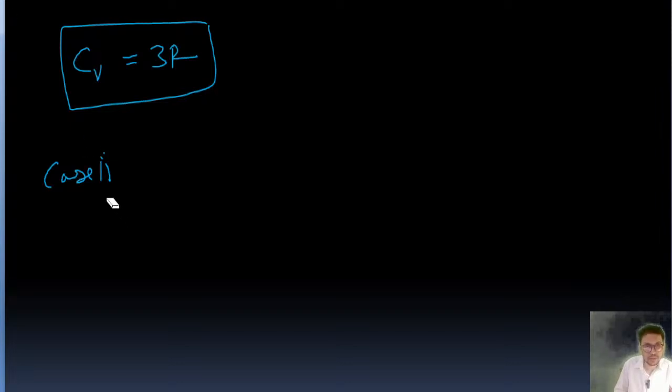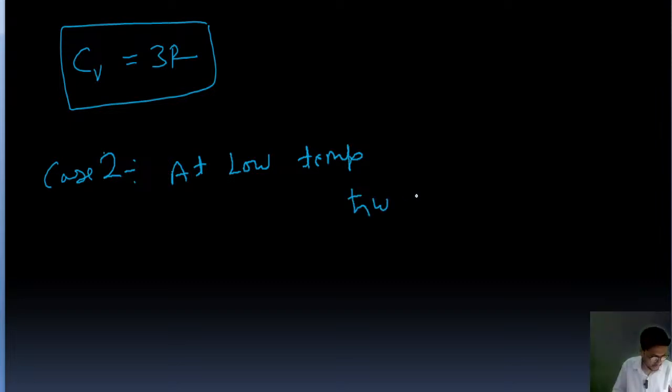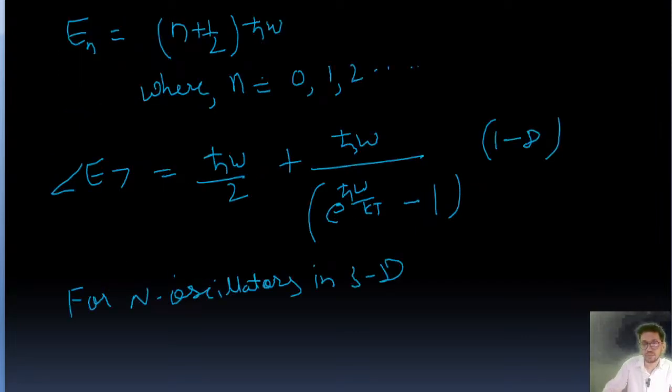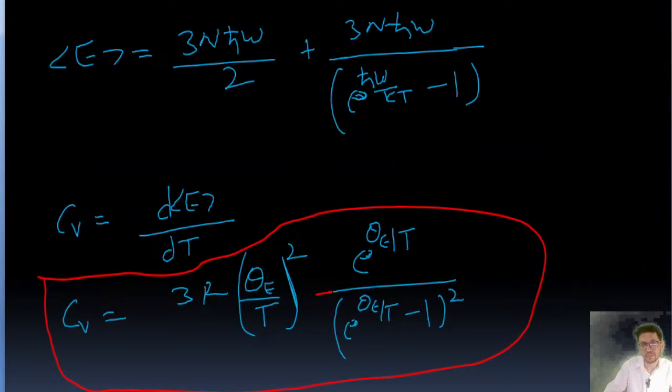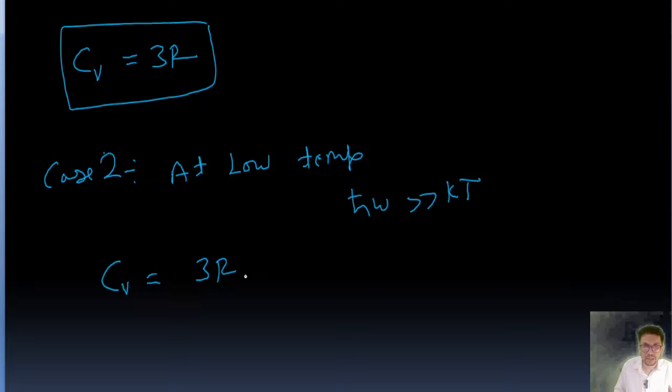Case 2 is at low temperature. At low temperature, h cut omega is going to be greater than or equal to kT. In that case, this is the value of Cv according to Einstein theory.